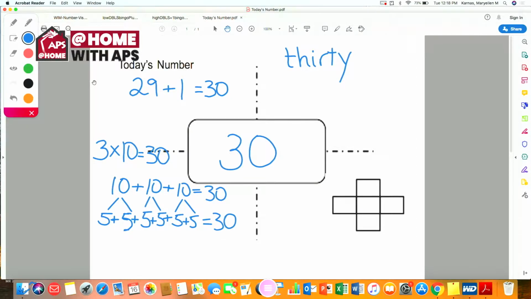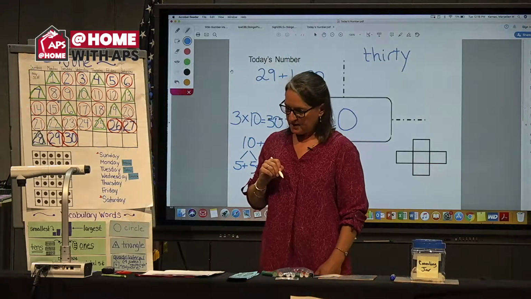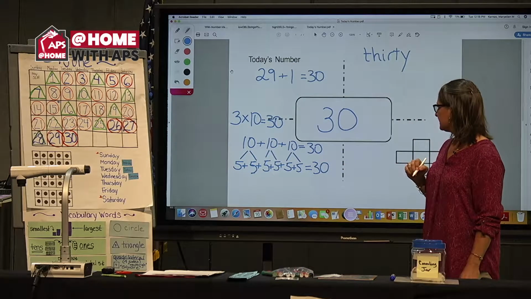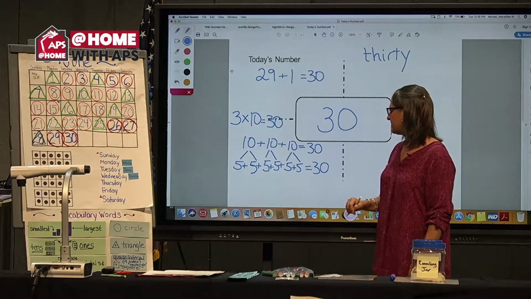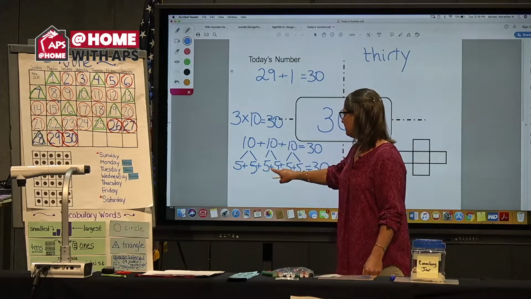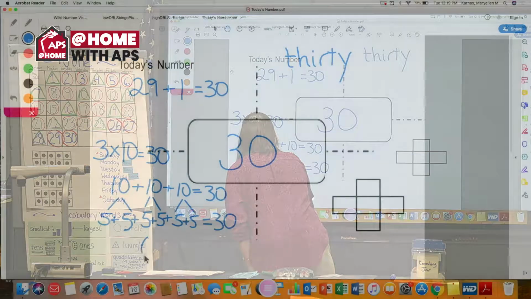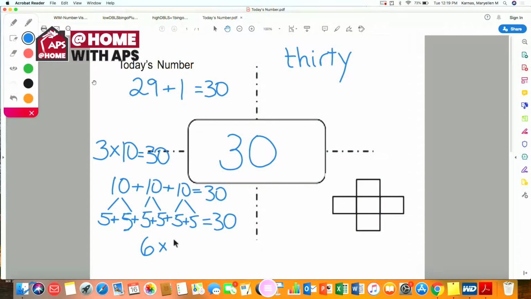All right, great job. And what if we wrote that as a multiplication sentence? How many 5s do we have here? 1, 2, 3, 4, 5, 6. So we could also write this as 6 times 5 equals 30.